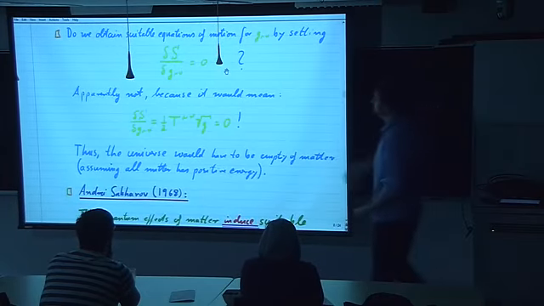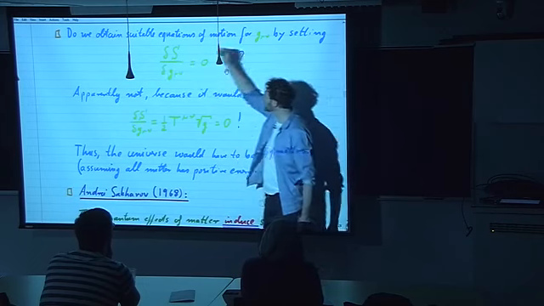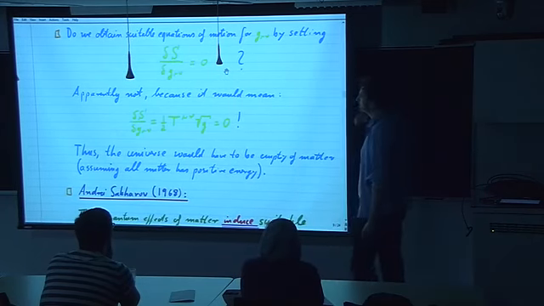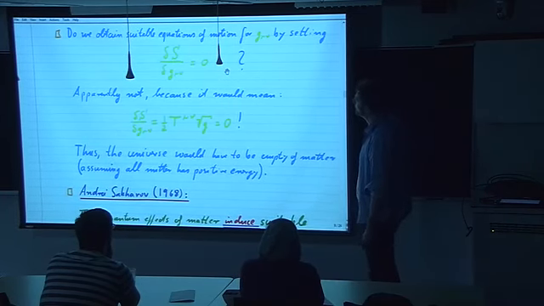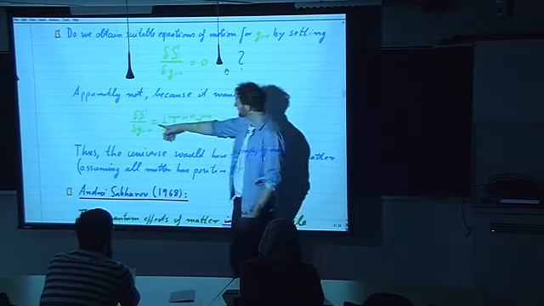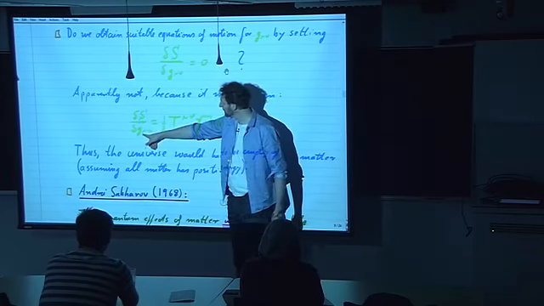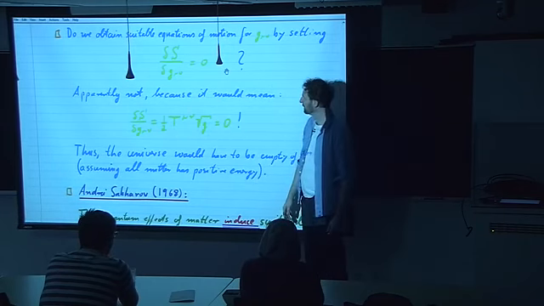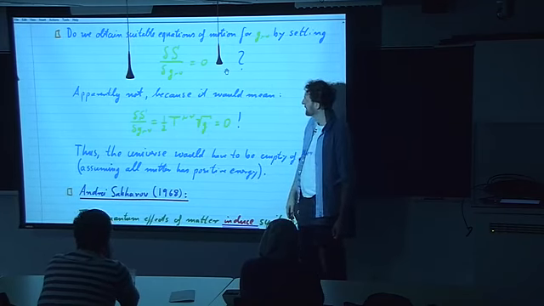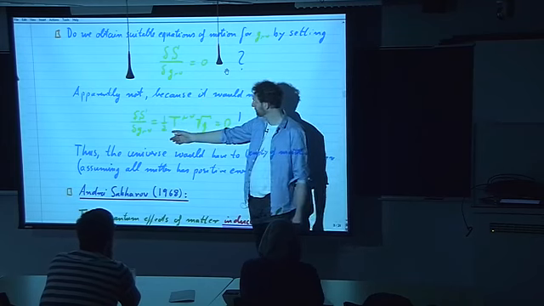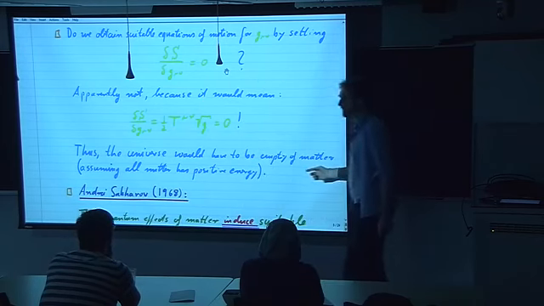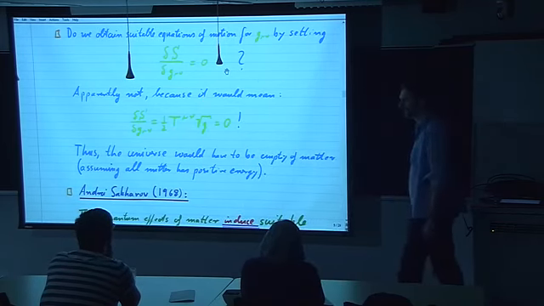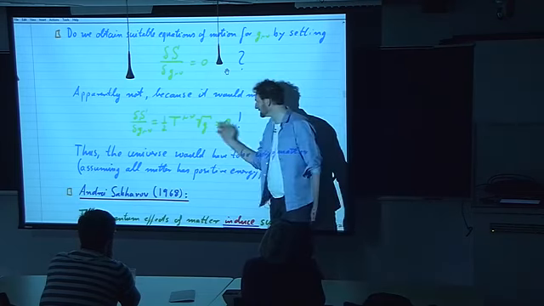So let's vary the action with respect to the metric, set that equal to 0. What do we get? Well, when we differentiate the action with respect to the metric, we get 1/2 T mu nu square root of g. That's basically the energy momentum tensor, equal to 0. That's not a good equation of motion. It tells us that the energy momentum tensor has to vanish.